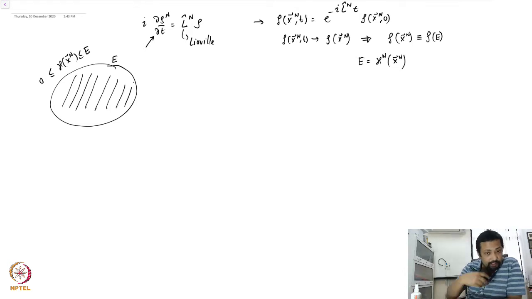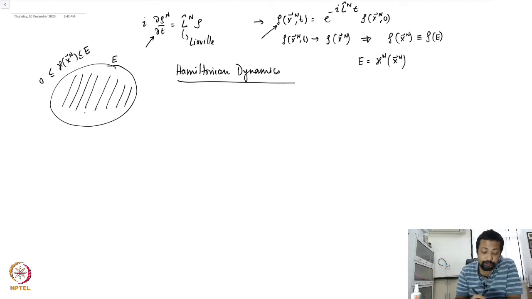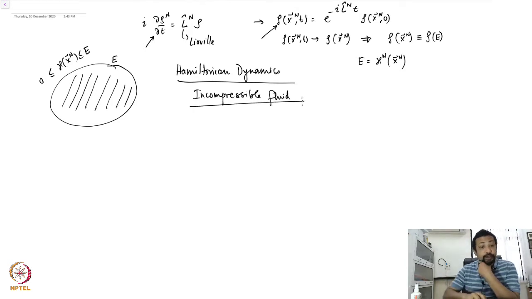And when we developed this picture of classical probability density, we said to imagine that this phase space is filled with a continuum fluid of state points. This flow is governed by the Hamiltonian dynamics, and the continuum fluid of state points that you are imagining is essentially an incompressible fluid. But how do we see that this is an incompressible fluid? The probability flow within this volume is exactly the same as the flow of an incompressible fluid. In an incompressible fluid, the volume element does not change, right?